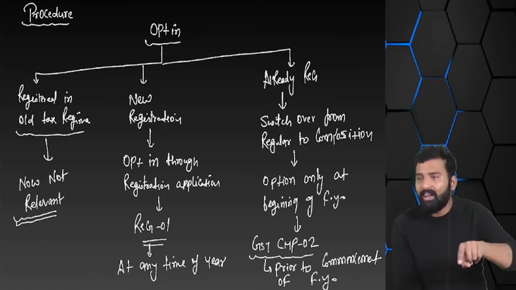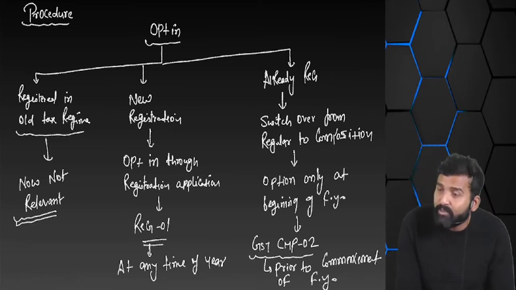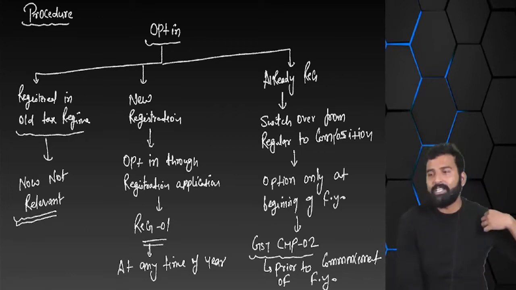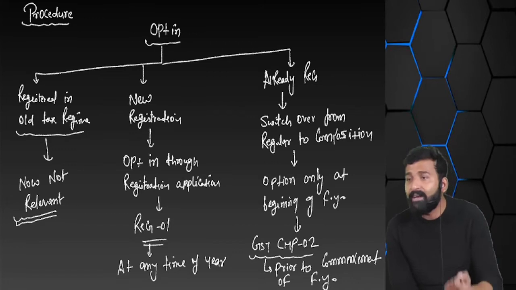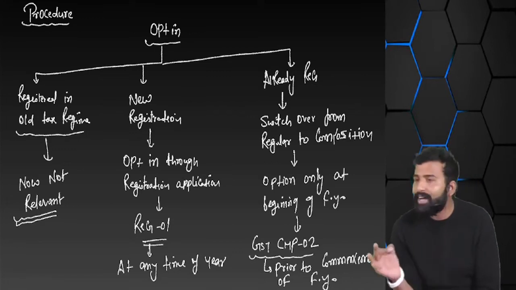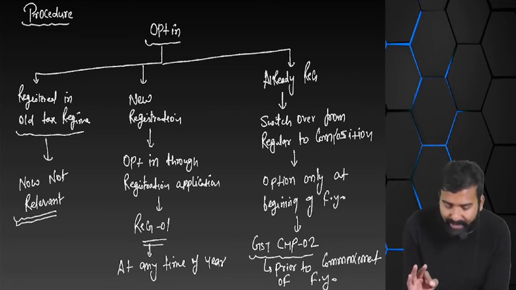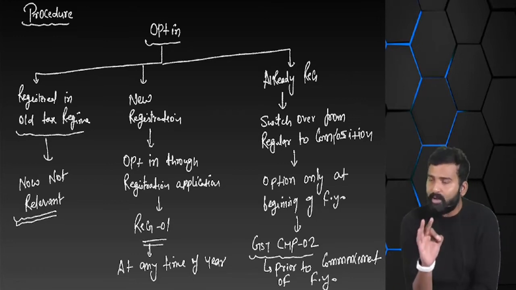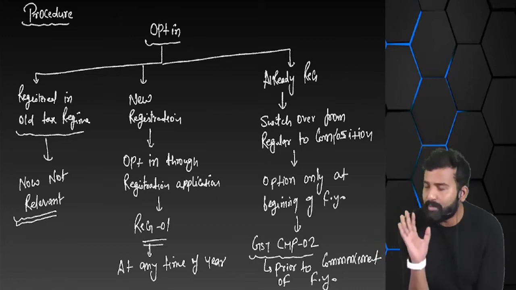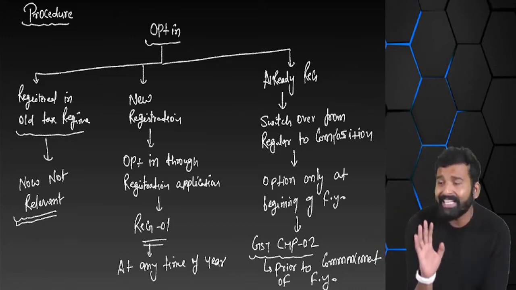The name of the form is CMP02, and it should be filed prior to the commencement of the financial year. So switching over is possible only at the beginning of the financial year. What is the form number? The form number is CMP02, and it should be filed prior to the commencement of the financial year. I think you all are getting it.